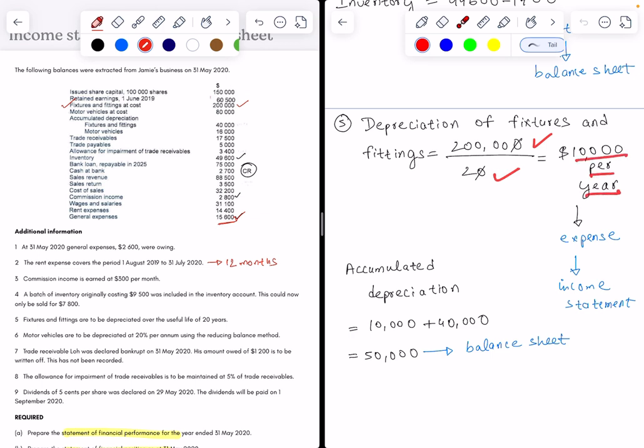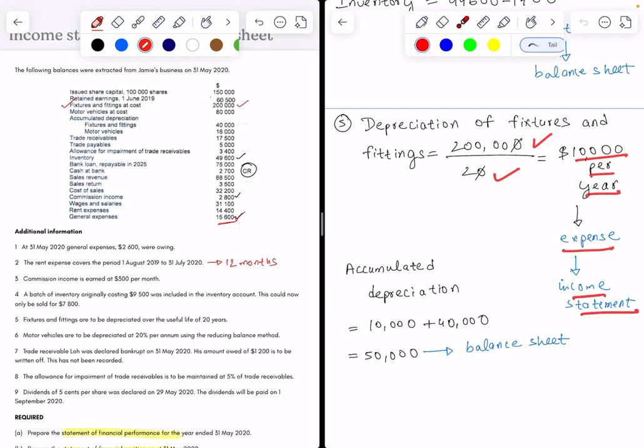And depreciation refers to the consumption of economic benefits that comes with an asset, or the loss in the value of a non-current asset over its useful life. Therefore, this $10,000 per year of depreciation for fixtures and fittings is what we can confidently classify as an expense. And as you know, all expenses are to be reported in the income statement.